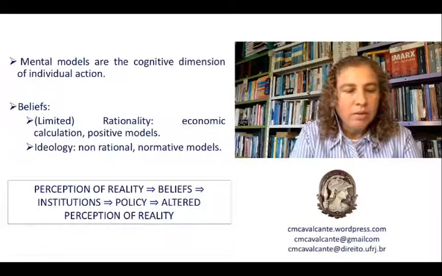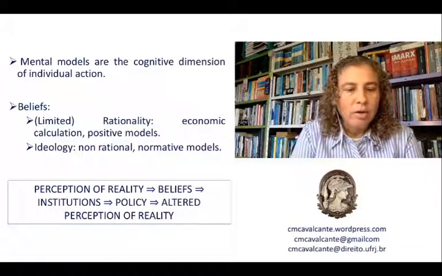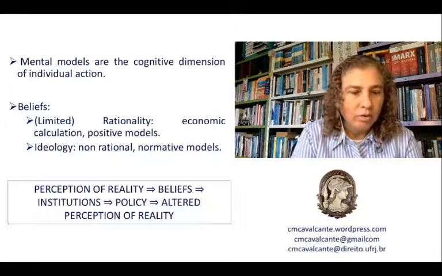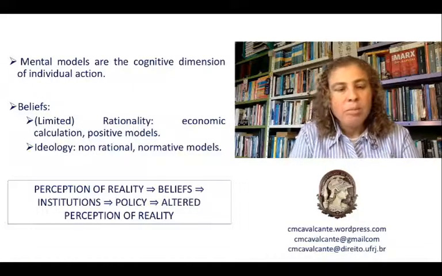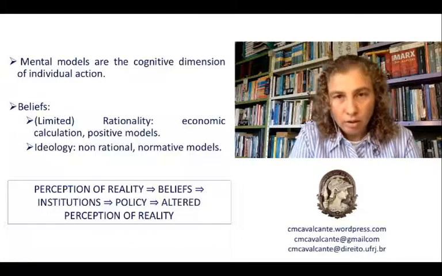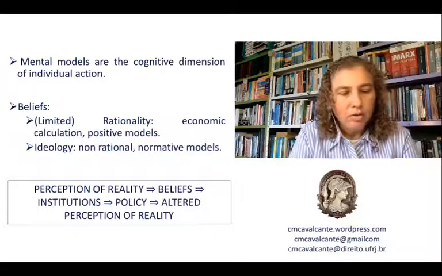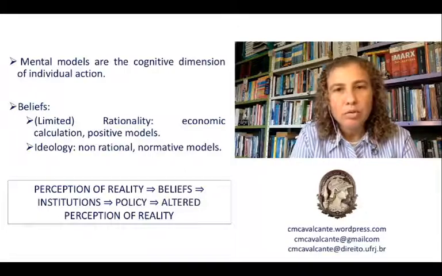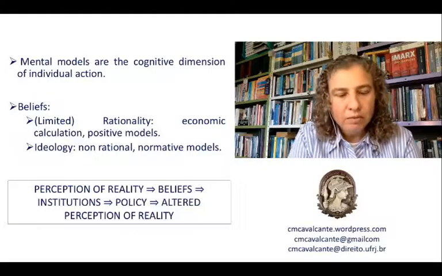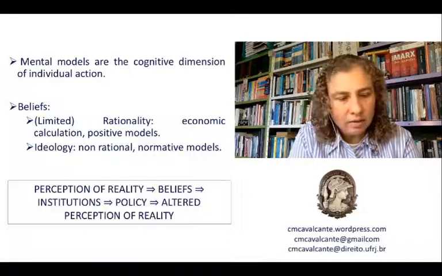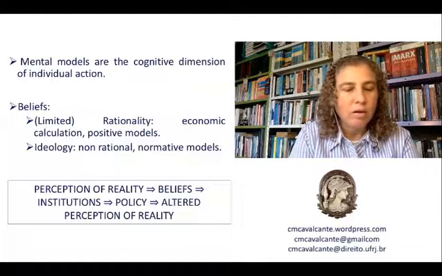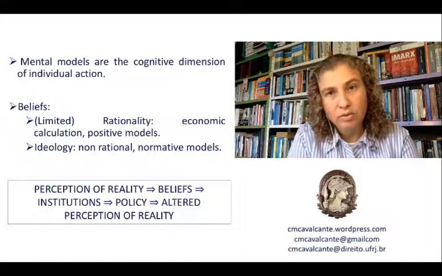Beliefs are made of rational beliefs and non-rational beliefs. Rational beliefs are those involved in economic calculation. This is the traditional limited rationality hypothesis. And non-rational beliefs are those involved in normative models, that is, ideologies. Mental models are those cognitive devices used by individuals to understand the world. In this sense, individuals perceive the world, form beliefs about this perceived reality, build institutions, devise policy, and then modify those beliefs according to their adherence to reality.